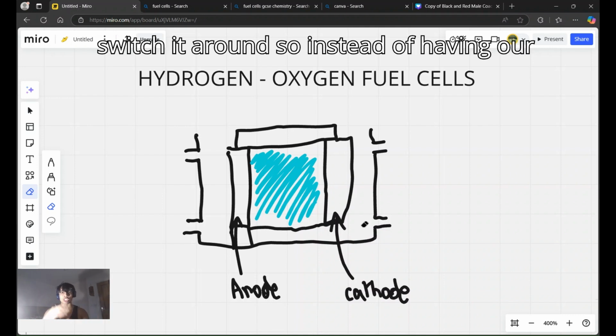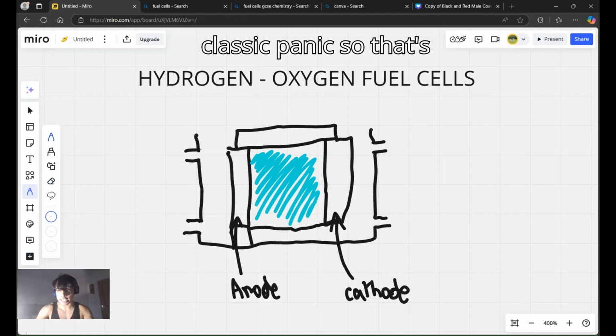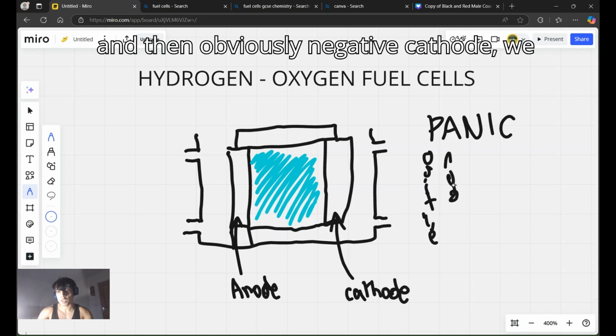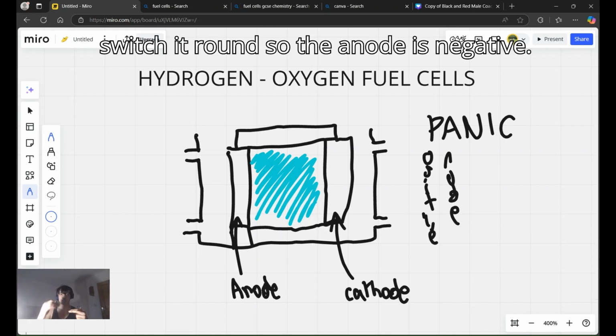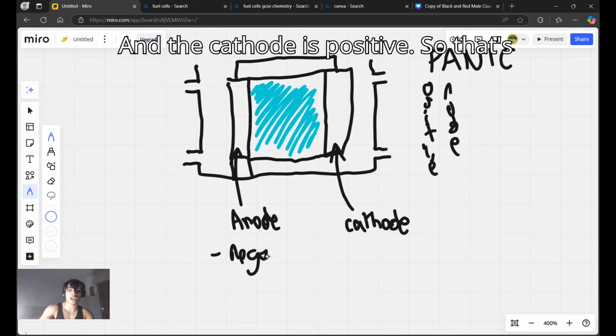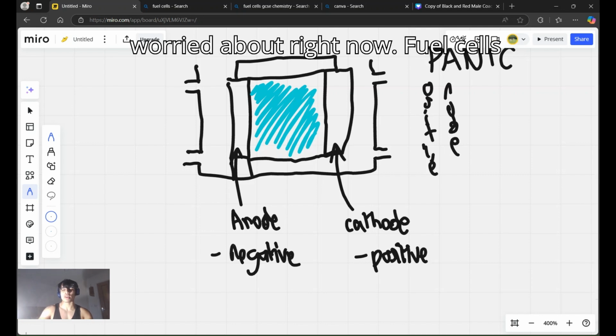Now here, we switch it around. So instead of having our classic PANIC, so that's positive anode and then obviously negative cathode, we switch it around. So the anode is negative, and the cathode is positive. So that's the only difference that you need to be worried about right now.